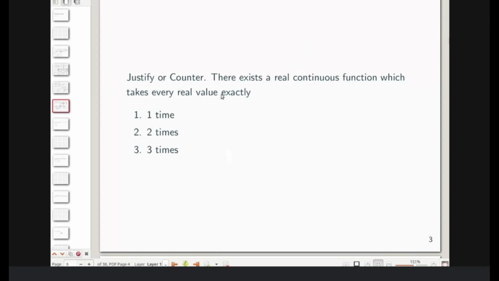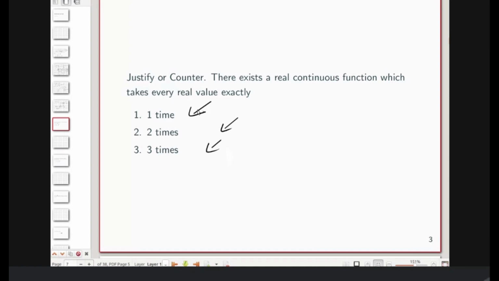So this is a claim. This is asking you to give some examples if it exists. So I want a real continuous function which takes every real value exactly once. That is your first task. Second thing is every real value exactly twice and every value exactly thrice. I'm not claiming that all of these are possible. It may or may not be possible. So your task is to find which is true, which is not.